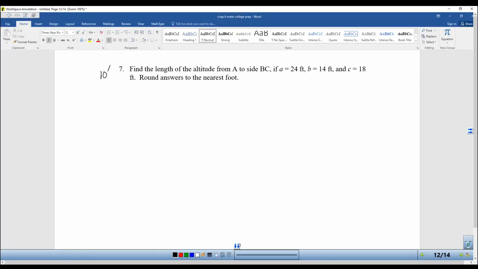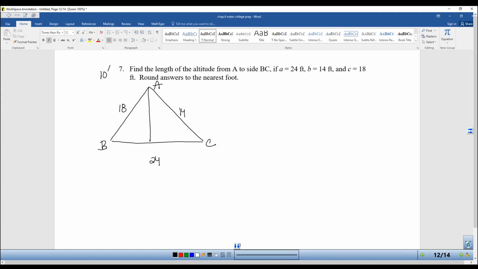All right, number 10. Find the length of the altitude from A to BC. Well, when people think altitude, they usually think about dropping it down like this. So even though we normally often put A down here in this corner, we're going to put it up top because it does specifically say the altitude from A to side BC. So it'll help you probably draw it if you put the A on the top. So A is 24, B is 14, C is 18.